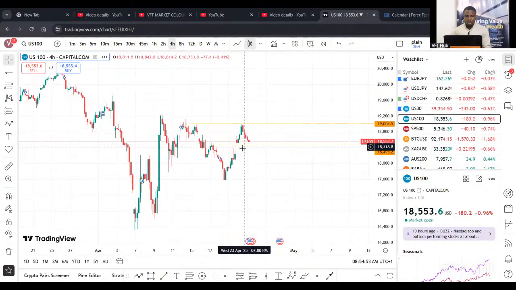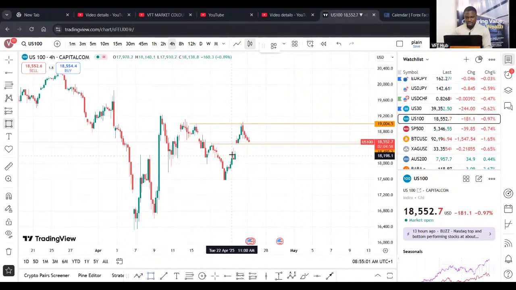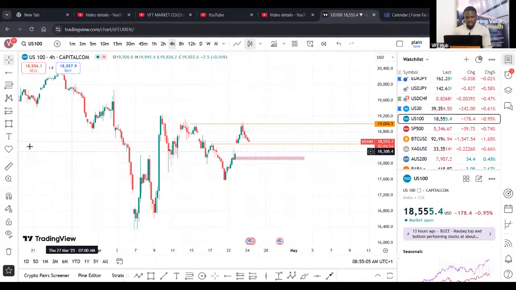So what are we looking out for? On US 100 now, we have two areas of interest, which is this. Let me use my box tool to mark it out. This order block first, and then the second one.